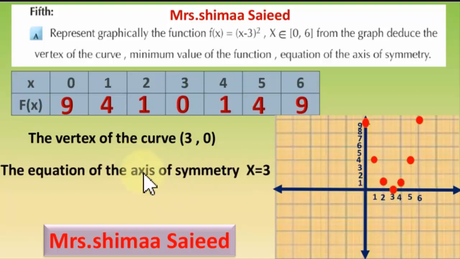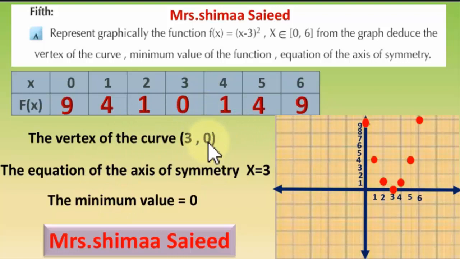The equation of the axis of symmetry is x equals 3, the first projection. The minimum value is the second projection, which is 0, so the minimum value equals 0. So we represent the function graphically, and we get the vertex of the curve, the minimum value, and the equation of the axis of symmetry.